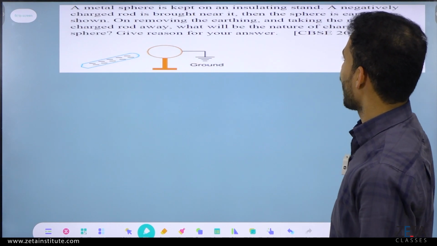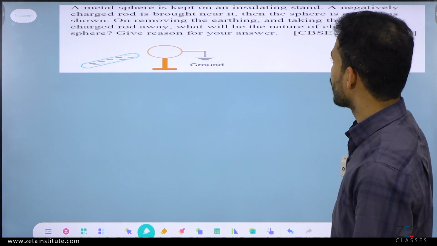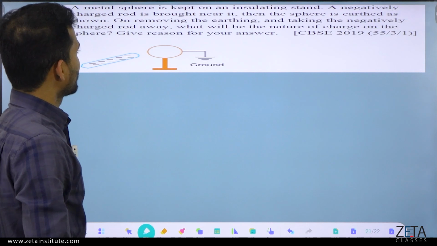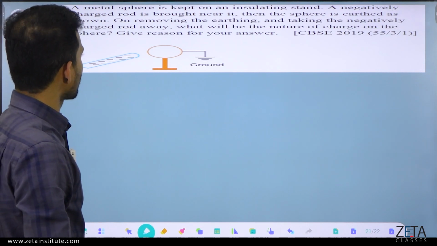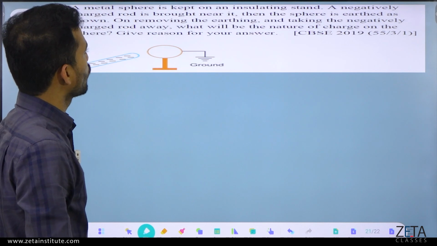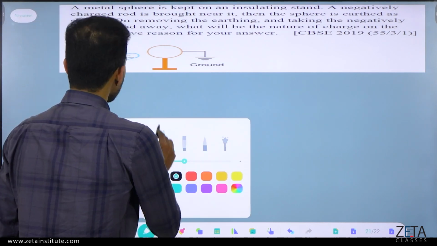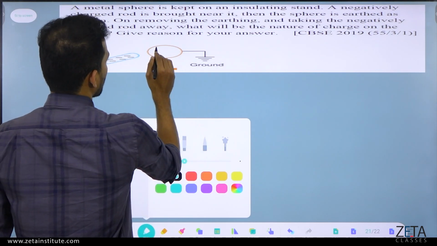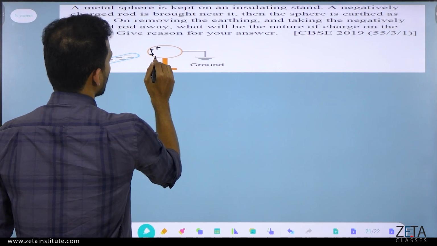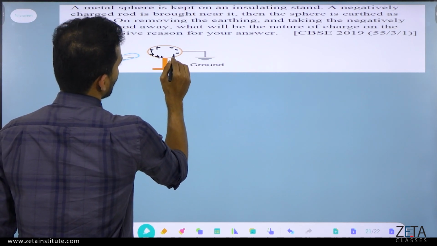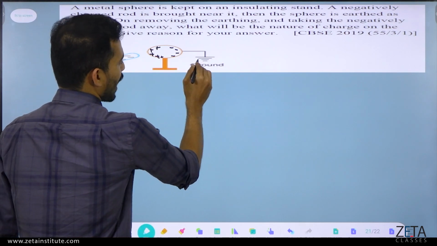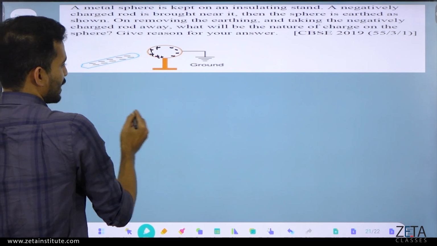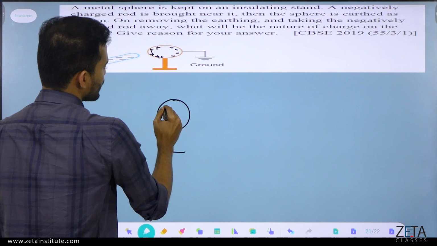A metal sphere is kept on an insulating stand. A negatively charged rod is brought near to it. Then the sphere is earthed as shown. On removing the earthing and taking the negatively charged rod away, what will be the nature of charge on the sphere? So listen, when this negatively charged body is brought near to this sphere, what happens? The positive charges in the sphere move to this side and negative charges move to this side. This side is grounded. Then what happens? The charges flow to the ground. Then after removing this negative charge, this body will get positive charge.